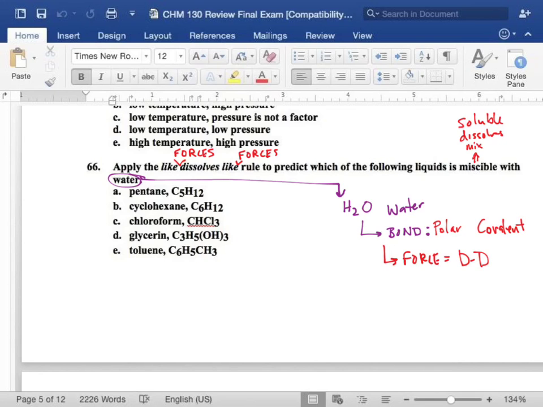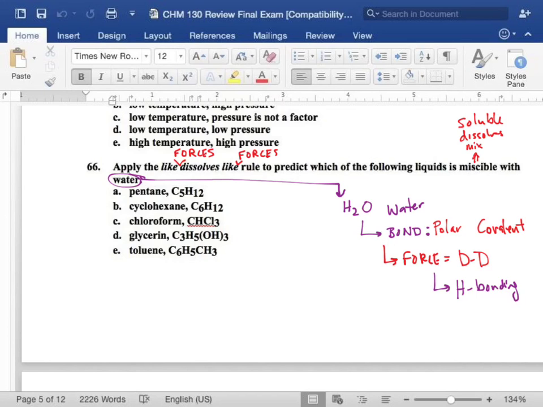Potentially another dipole-dipole force for the answer. But there's something else that you should identify first. If we have hydrogen bonding, do I have a hydrogen bound to oxygen, nitrogen, or fluorine? Yes, which means hydrogen bonding. So if we go back to our initial statement, like hydrogen bonding dissolves like hydrogen bonding. I'd better see hydrogen bonding in my answer if it's going to mix.